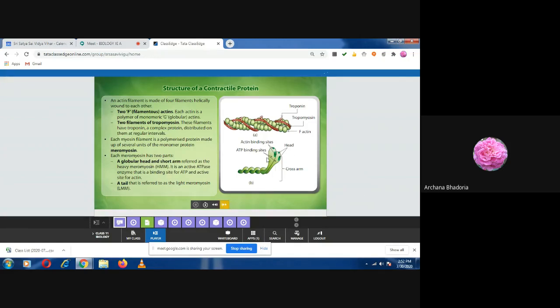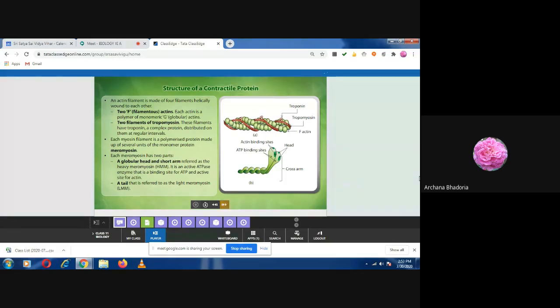Yes, ma'am. Many such meromyosins make myosin. Very clear? Now your work will be that you will read this whole structure. We have discussed today the detailed structure of skeletal muscle. What have we completed today? Detailed structure of skeletal muscle. So now I hope you understood, and you should understand up to the complete structure of actin and myosin.